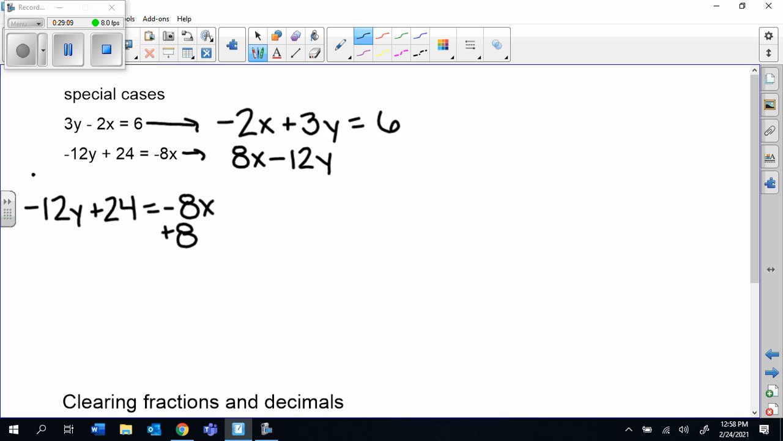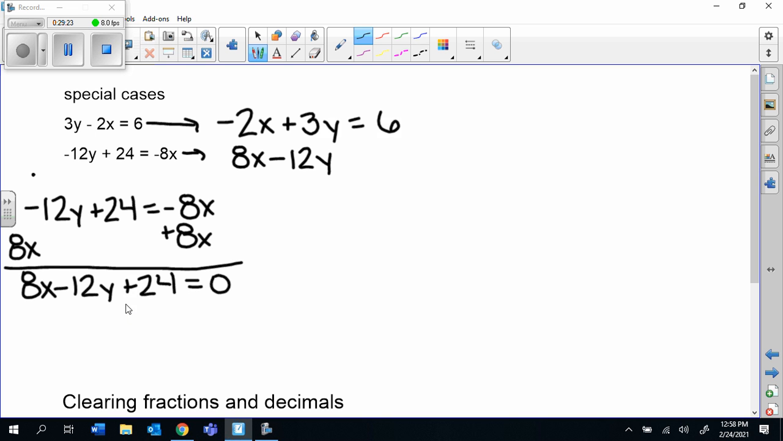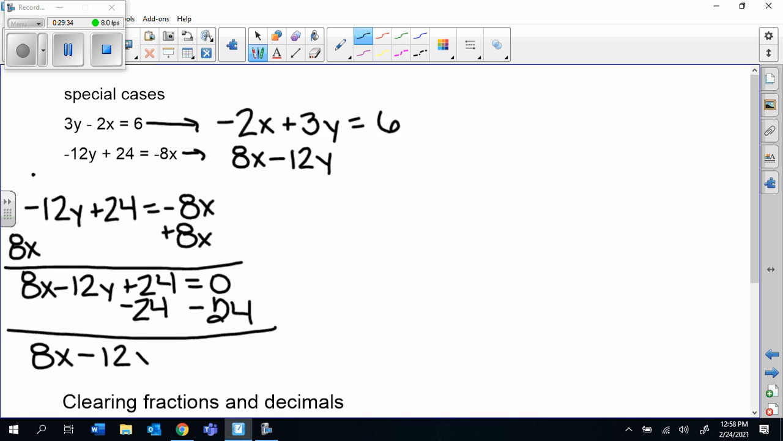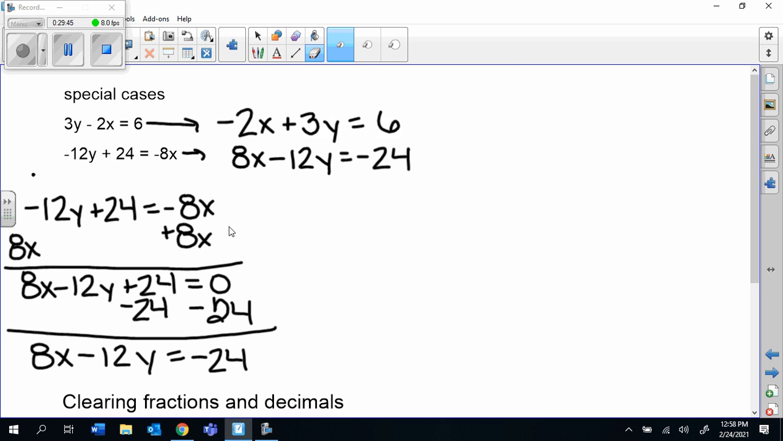Add the 8x over. You get 8x minus 12y plus that 24 is still there. I didn't leave anybody on the right. No big deal. Now jump that 24 over the equal sign. So it's going to be 8x minus 12y is negative 24. And that's what I'm going to write right here. All right. So if you need this, you can always circle back and pause the video.